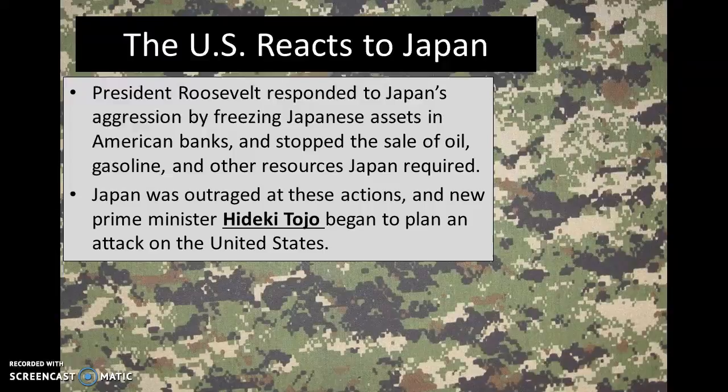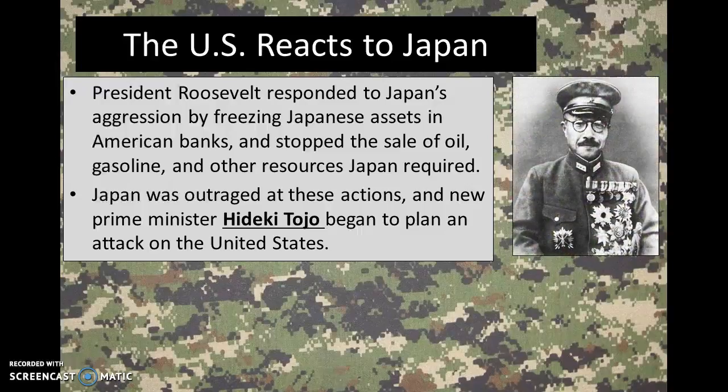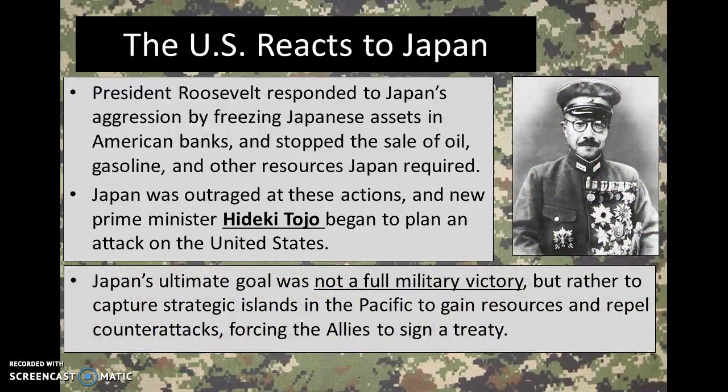Now, this really upset Japan, as you would probably guess, and a new prime minister in Japan named Hideki Tojo actually began to plan an attack on the United States. So there's a picture of Tojo right there.